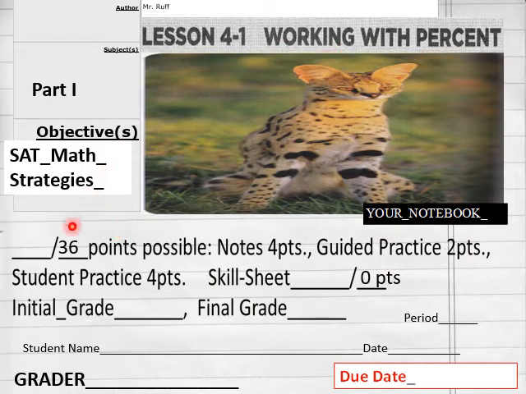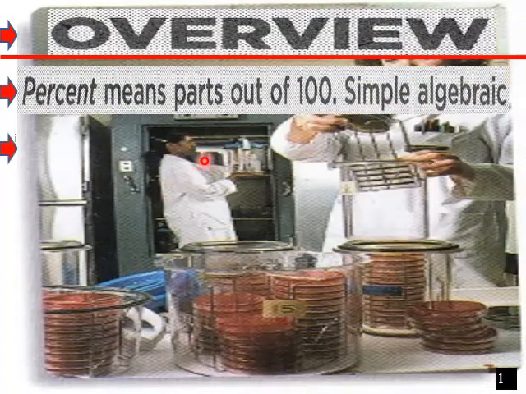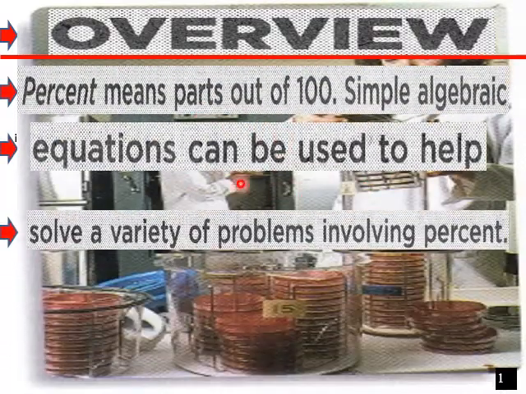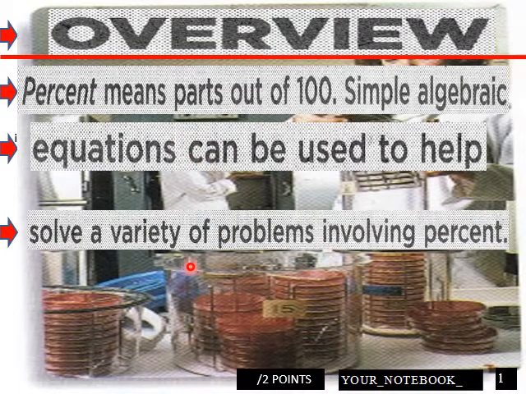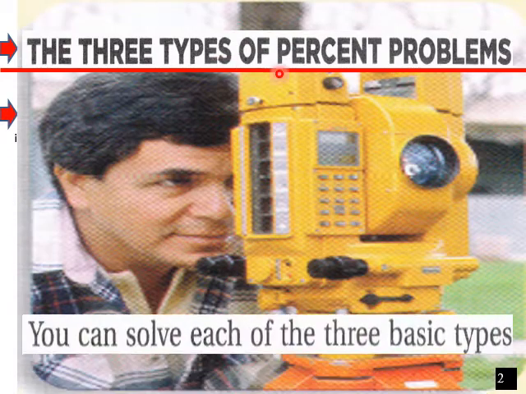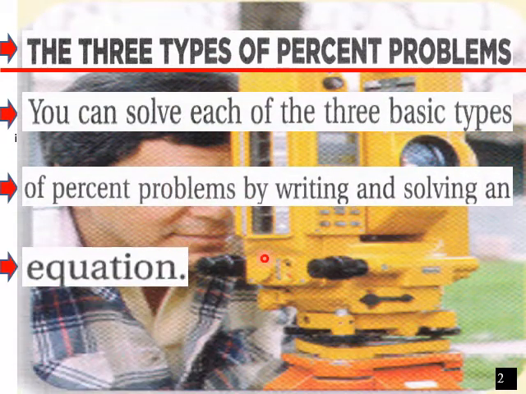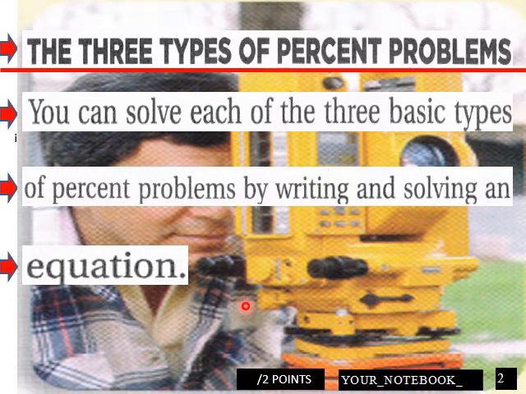Working with percent here, we've got 36 points of notes to take. Get out your note-taking guide. We have an overview of this section. Percent means parts out of 100. Simple algebraic equations can be used to help solve a variety of percent problems. So, three types of percent problems. You can solve each of the three basic types of percent problems by writing and solving an equation.